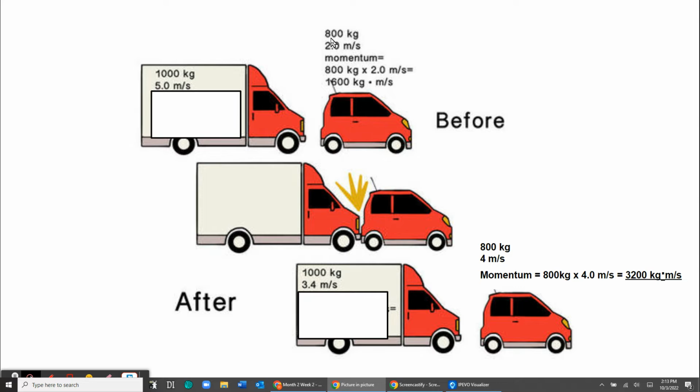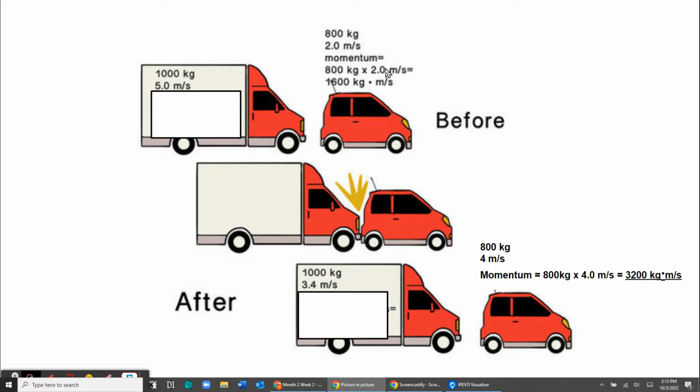The thing I want you to focus on is the upper, before part, right before. This truck has a mass of 1,000 kilograms. That's a lot, and it's going at a speed of 5 meters per second to the right. Now this little zippy car is only 800 kilograms, and it's not going quite as fast. In fact, this truck is really mean. This guy should just slow down. He carries too much momentum because he's got such a high mass. This guy's already traveling kind of fast, but not fast enough: 800 kilograms and 2 meters per second.